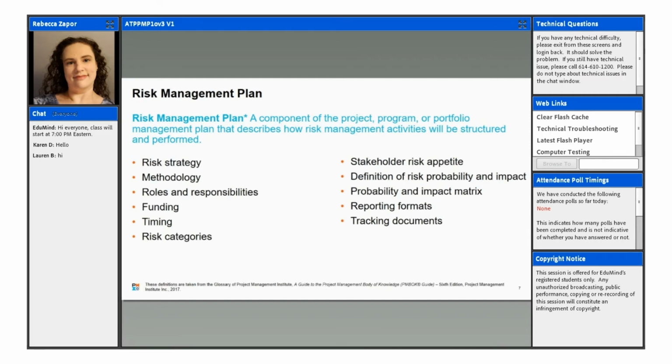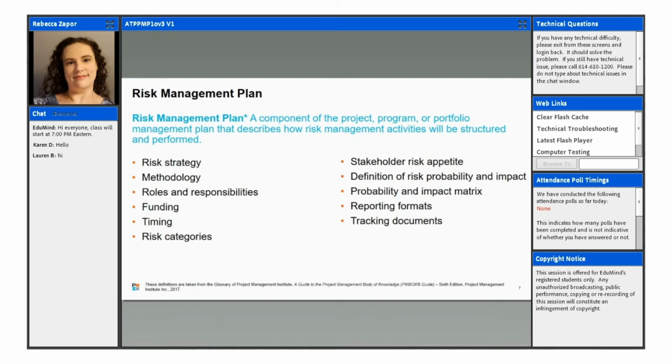Risk categories, you're going to have a risk breakdown structure. That's going to document what sources a project risk may come from in a risk identification activity. And the sources could be things like technical, external, financial, organizational, things like that.